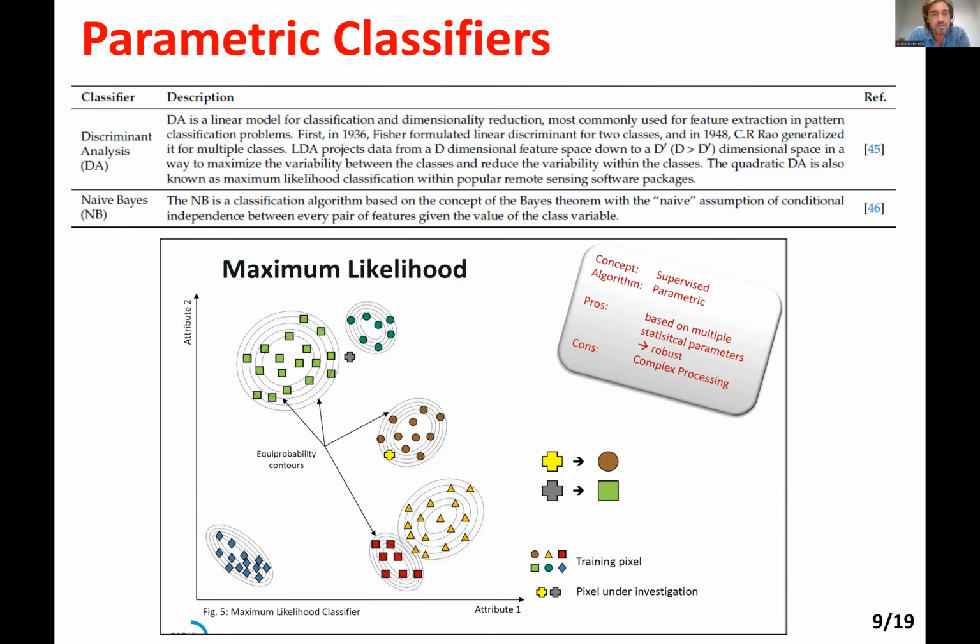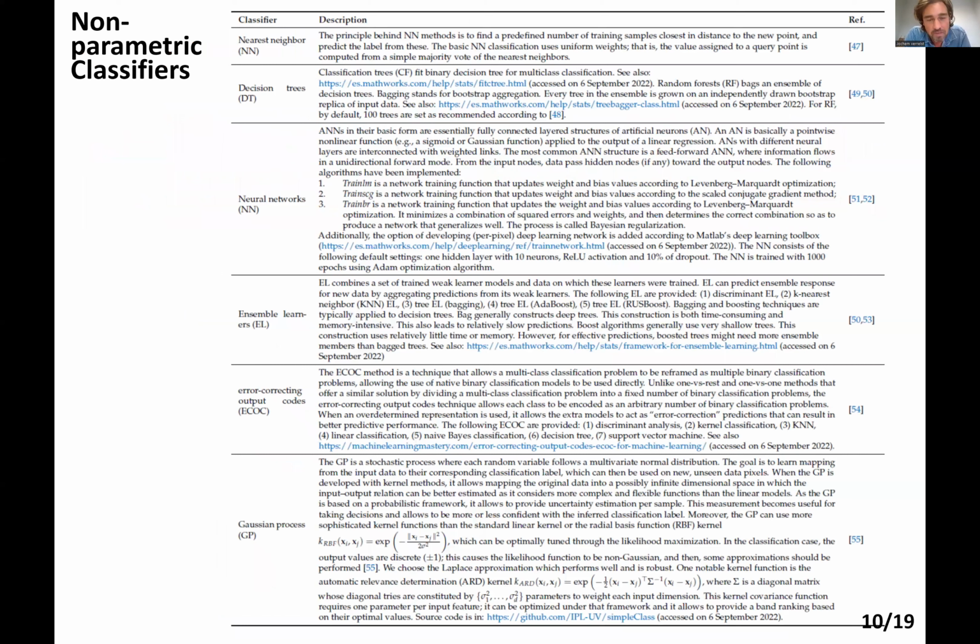Starting with the simplest one, the parametric classifiers. The best known is the discriminant analysis, also known as the maximum likelihood. Well, we all know this, and it has its advantages and disadvantages. But probably more of interest, and you don't need to read this all, it comes from the paper, are the non-parametric classifiers, or the machine learning algorithms. And here we can see we have decision trees and neural networks and ensemble learners and so on.